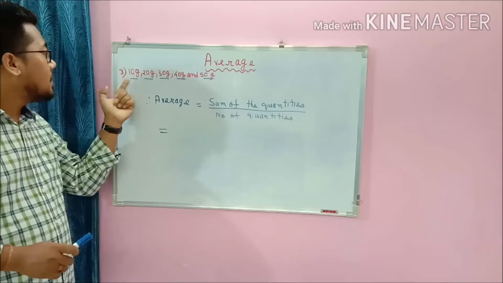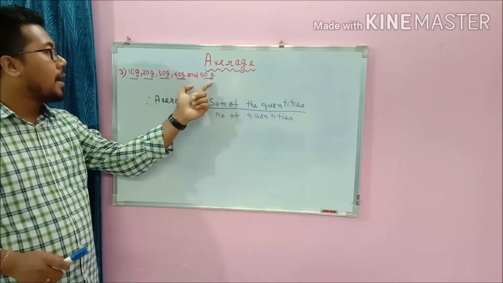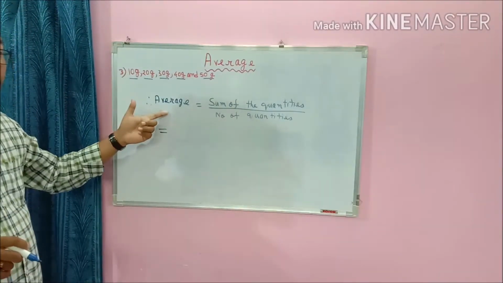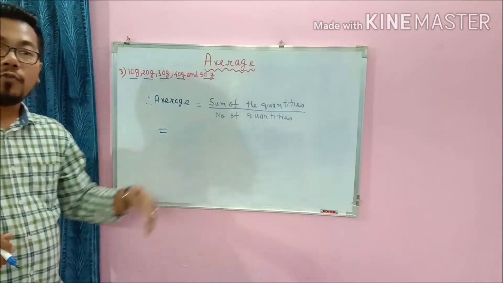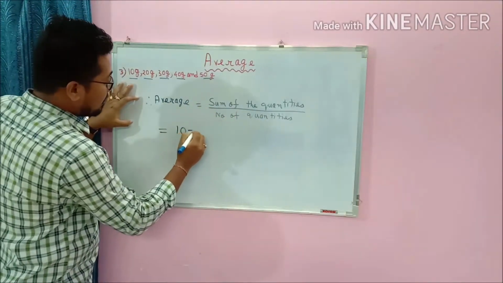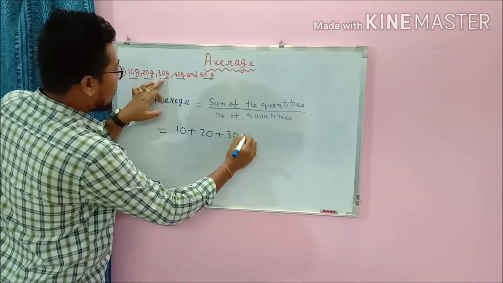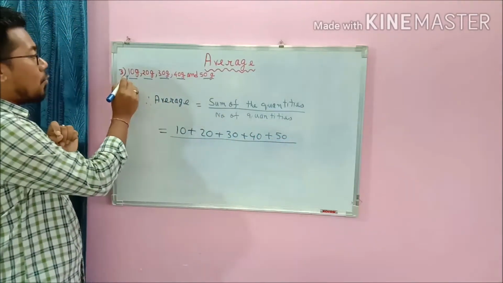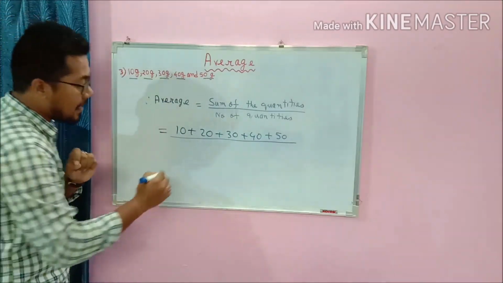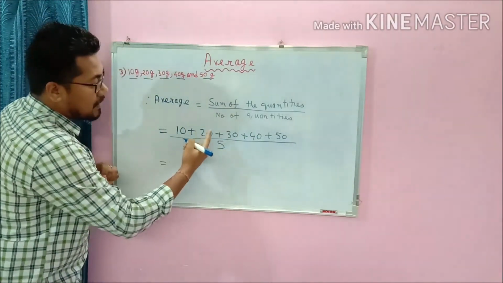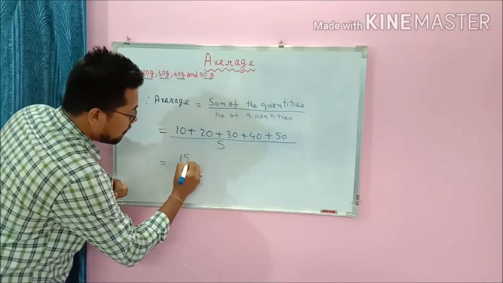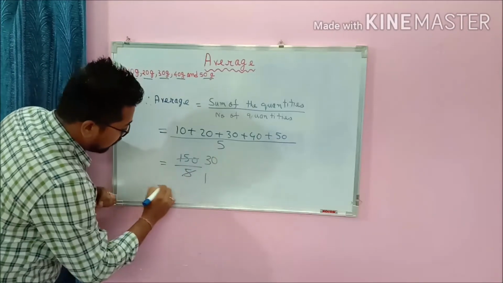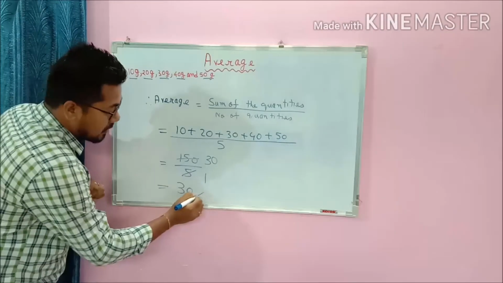Our next sum is 10 gram, 20 gram, 30 gram, 40 gram and 50 gram. G stands for gram. No need to bother about that, you just have to find the average. We know that average equals the sum of the quantities divided by the number of quantities. So we add 10 plus 20 plus 30 plus 40 plus 50, divided by the number of quantities. How many are there? 1, 2, 3, 4, 5. So divided by 5. The sum is 150. 150 by 5: 5 threes are 15, so 0 is there. 5 thirties are 150. So 30 is your answer.